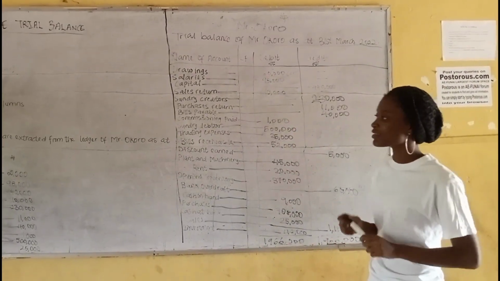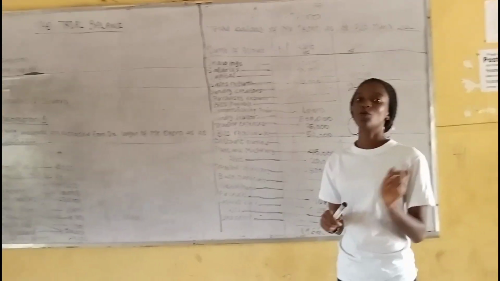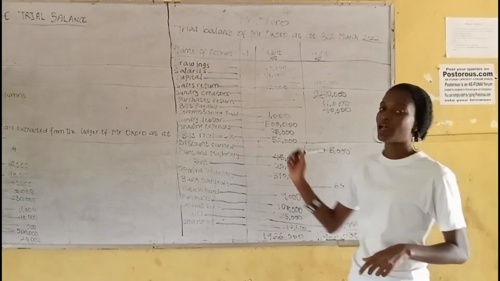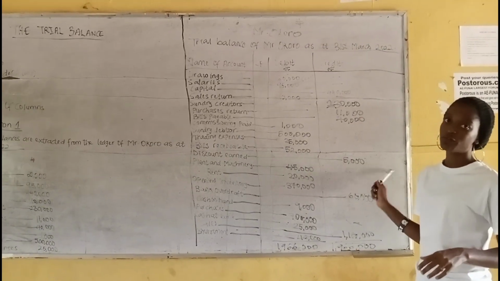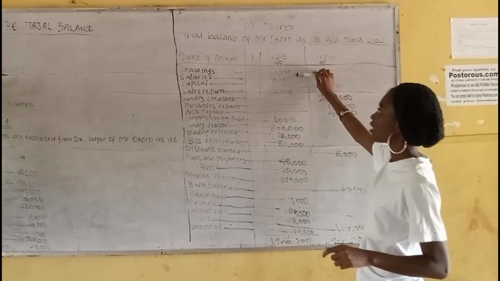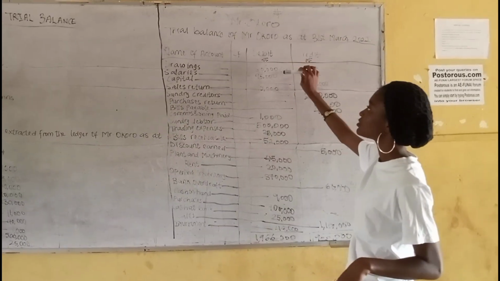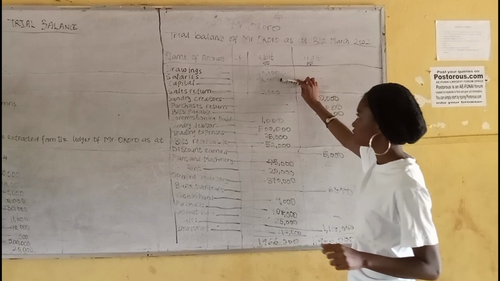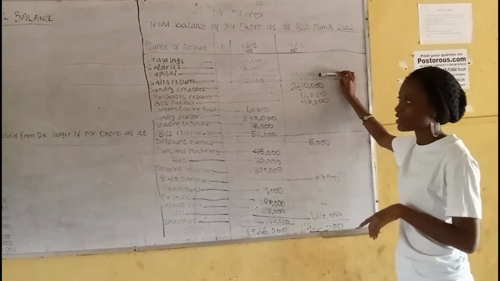Okay, before I go on, I said in my introduction that all assets and expenses will be recorded at the debit side or the debit column of the trial balance, while all liabilities, income, and capital will be recorded at the credit column of the trial balance. So let's continue. The drawings is 60,000, which is an expense. Salaries paid to Mr. Okoro's workers, 95,000. His capital, 440,000, to be recorded at the credit side, like I said.